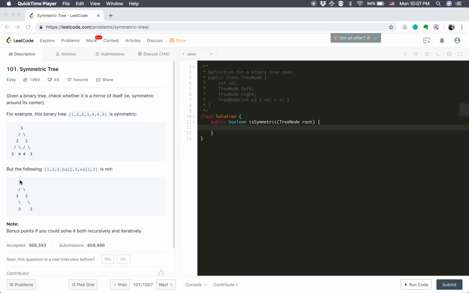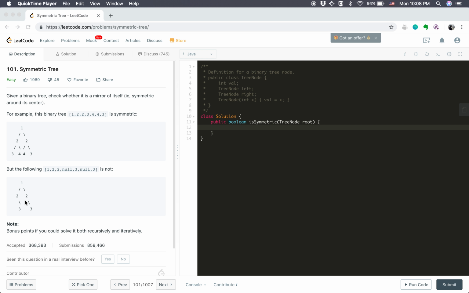If we are given another tree like this, if we draw a line here, these two parts, if we cover them, they won't be covered by each other. So it's obvious that the first tree is symmetric around its center, but the second one is not.